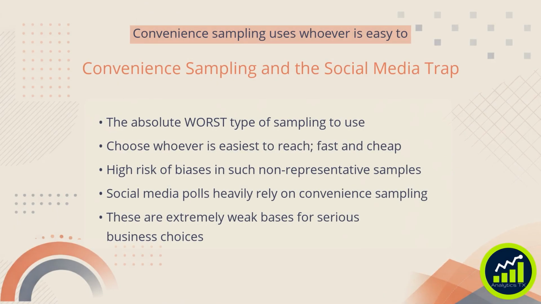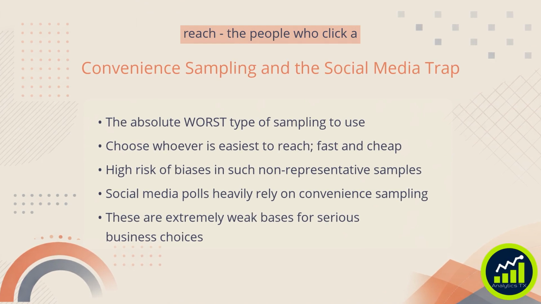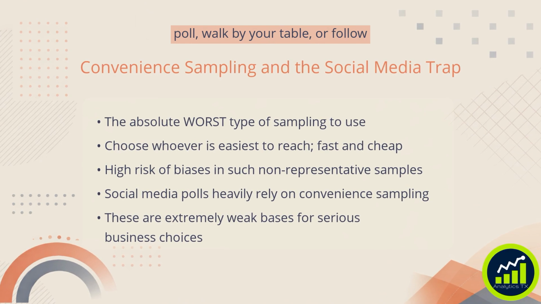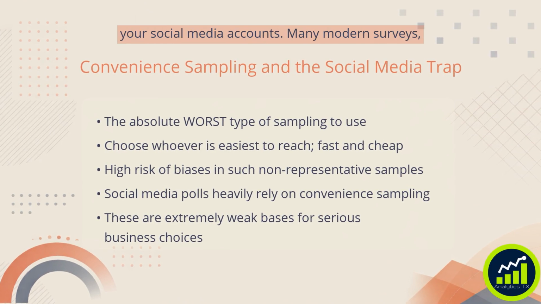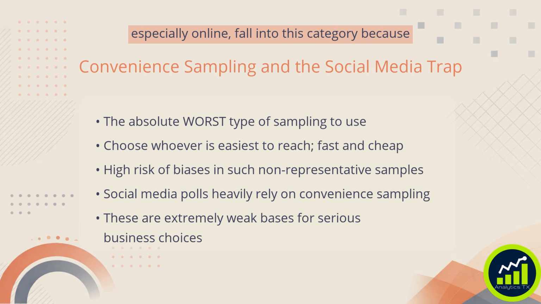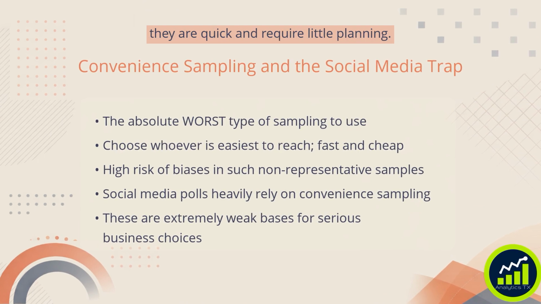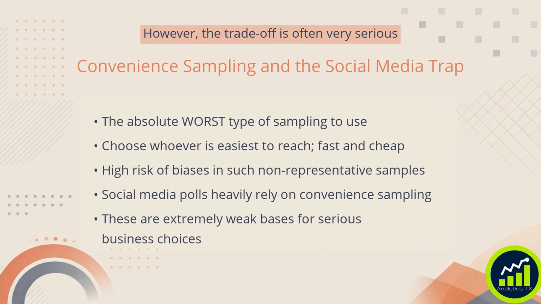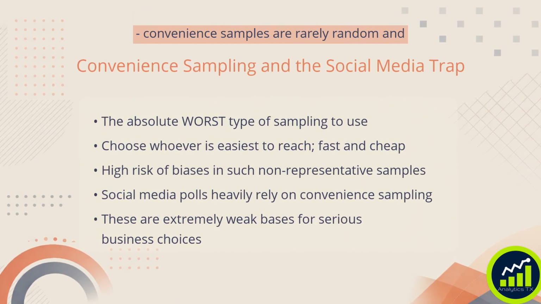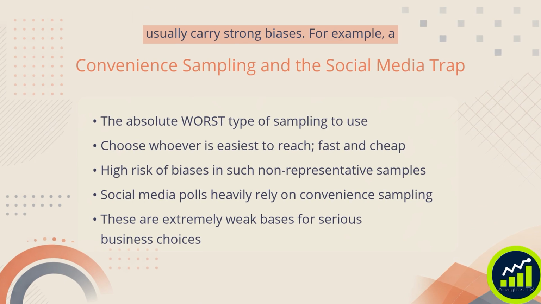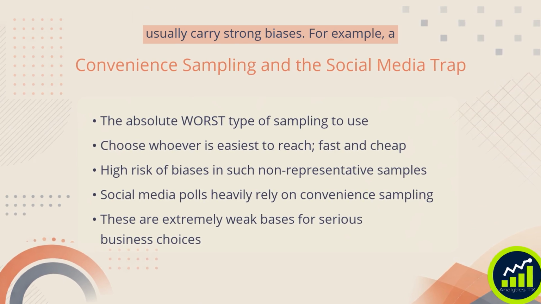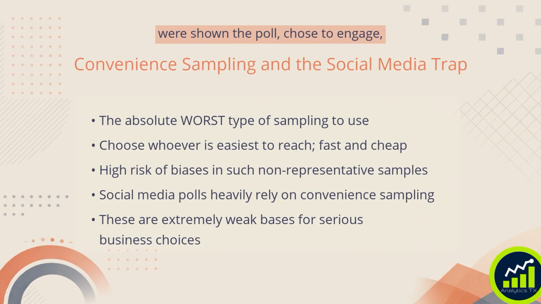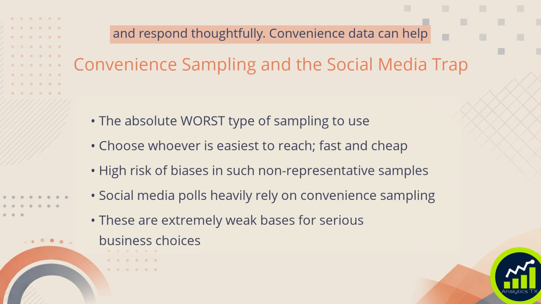Convenience sampling uses whoever is easy to reach, the people who click a poll, walk by your table, or follow your social media accounts. Many modern surveys, especially online, fall into this category because they are quick and require little planning. However, the trade-off is often very serious. Convenience samples are rarely random and usually carry strong biases. For example, a social media poll reflects only people who were shown the poll, chose to engage, and respond thoughtfully.